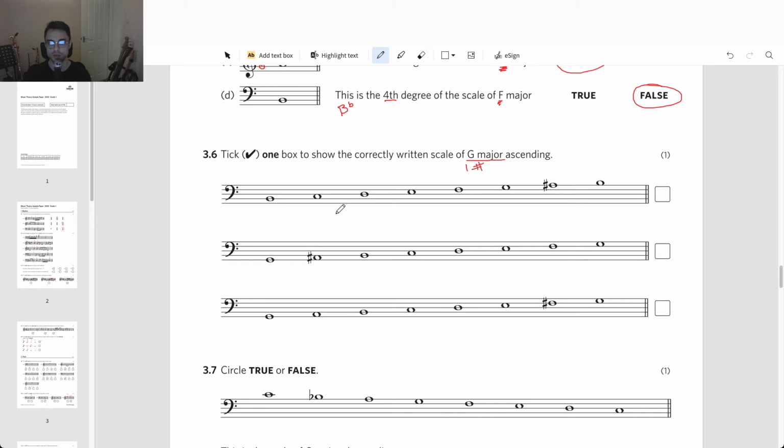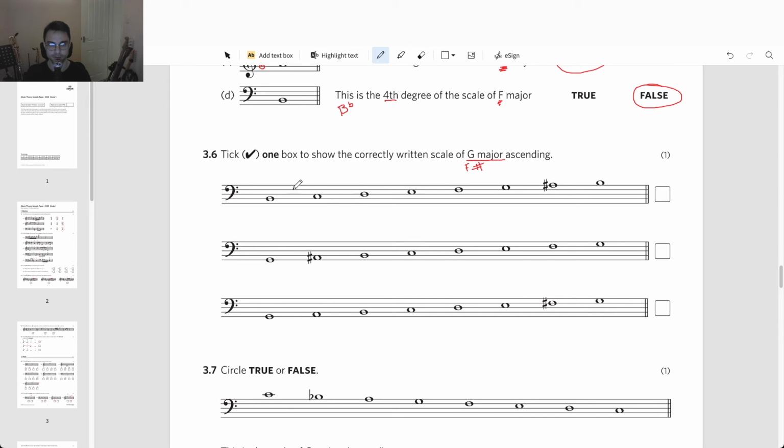So which of these scales have 1 sharp in them? That one does, that one does, and that one does. So they've all got 1 sharp. All right, so that's not going to help us. We just have to know that it's an F sharp. Oh, 1 sharp is F sharp. Right, is this an F sharp?